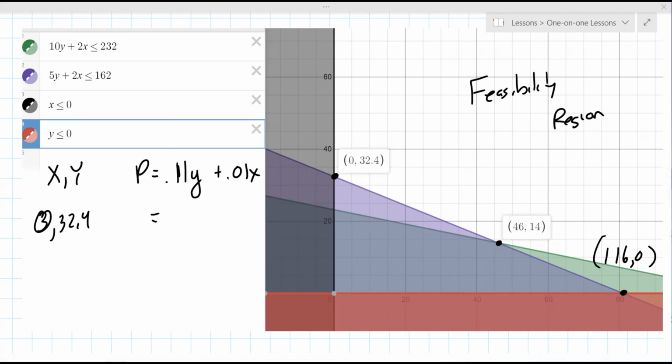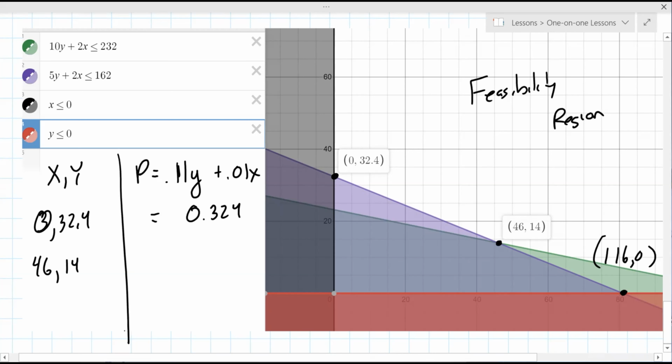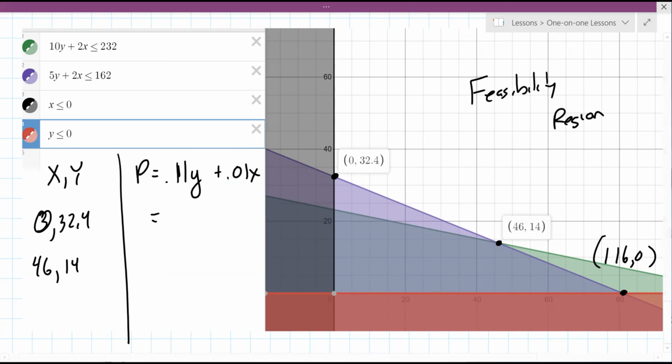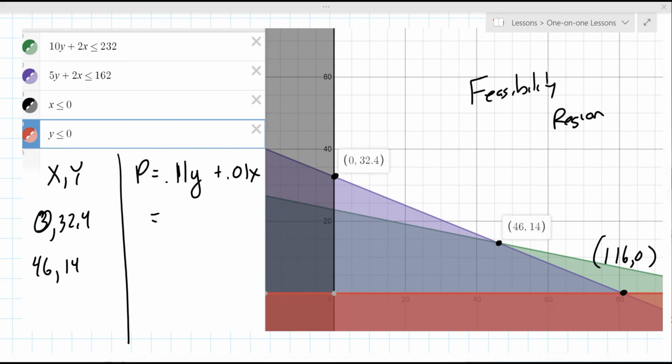Let me grab mine. Okay, 0.01 times 32.4. All right. I get 0.324 for the first one. Oh wait, did you multiply? Oh, nope, I grabbed the wrong number. I made the mistake there, like you said. So it's 0.11 times 32.4, so 3.564. Then I got 1.68 for the next one.